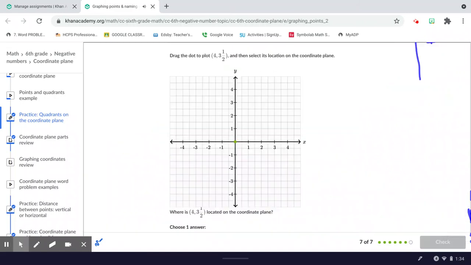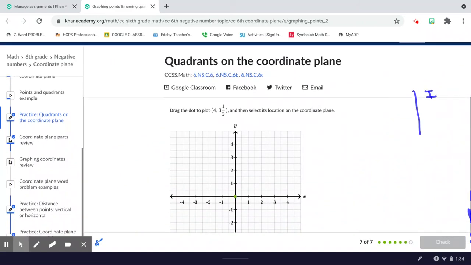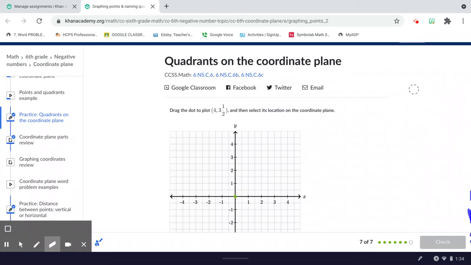Last one. I don't know why the stuff isn't erasing. See if I can erase it like this. There we go. Okay, last one.